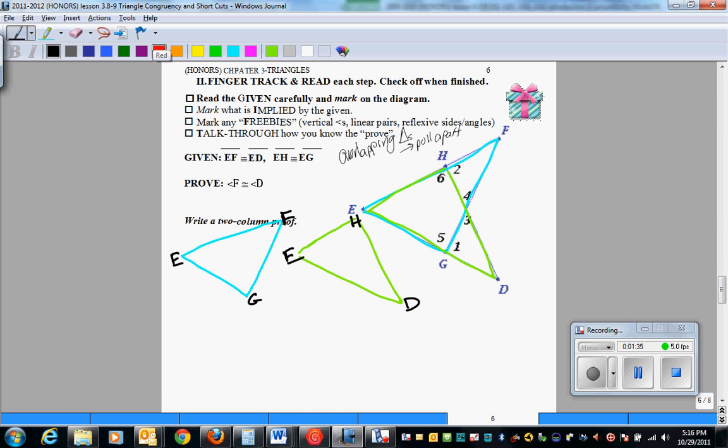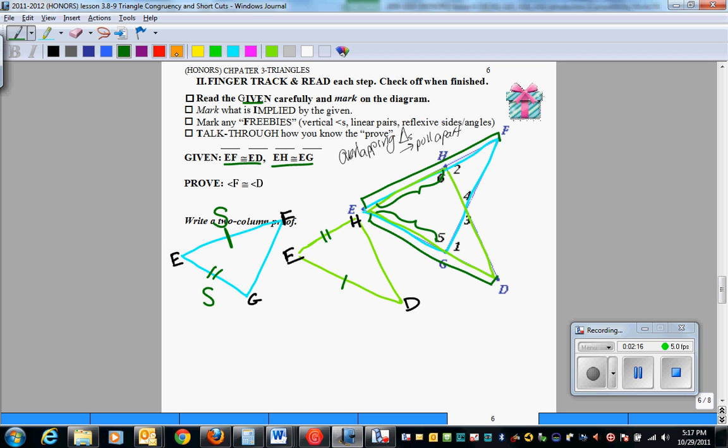Well, let's go through the given, the implied, the freebies, and talk through. So we're going to read and mark the given. We're given that EF is congruent to ED. If you look here, that means this whole side is congruent to this whole side. That's our first pair of congruent sides. Then we're told that EH is congruent to EG. So that's these two pieces are congruent. Back on the original diagram, that's another pair of sides.